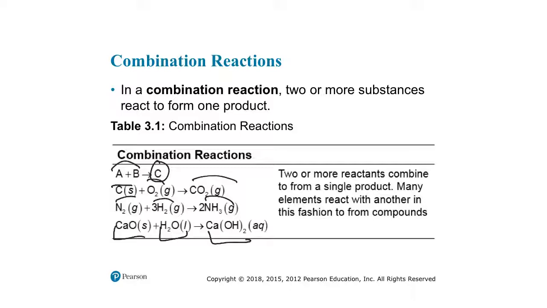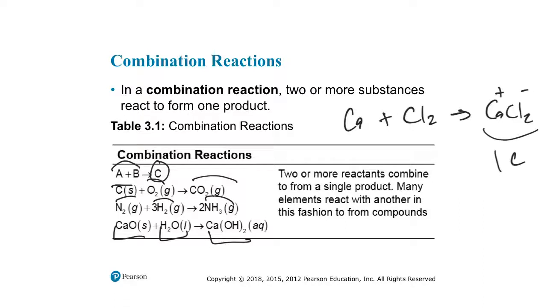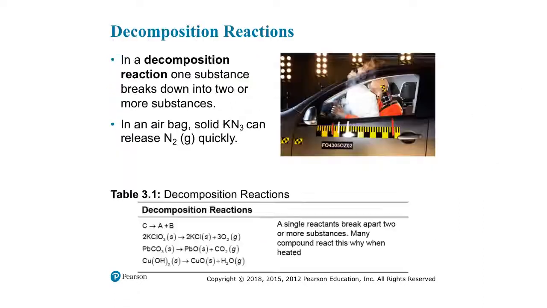We did see the general case of a metal, say calcium, plus a nonmetal, plus chlorine, react to form an ionic compound, like CaCl2, where we're making the ionic compound. This would actually be balanced as written, so we can have a metal plus a nonmetal forms an ionic compound, as a general type of a combination reaction.